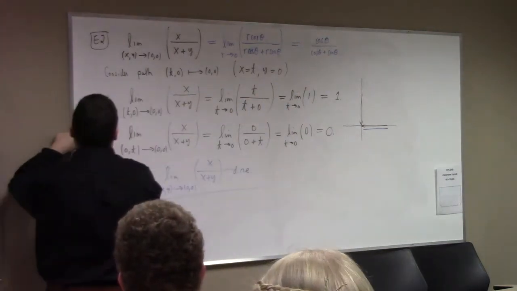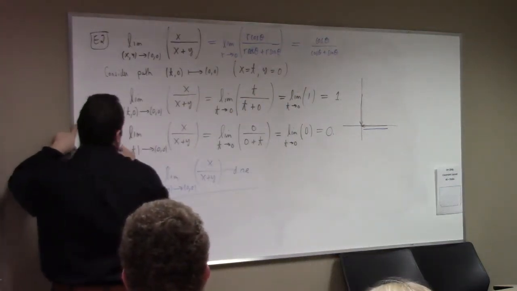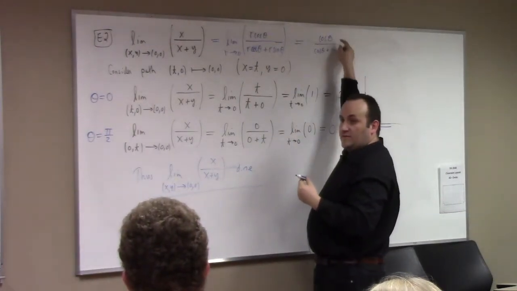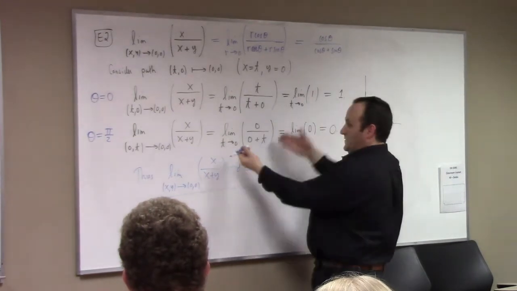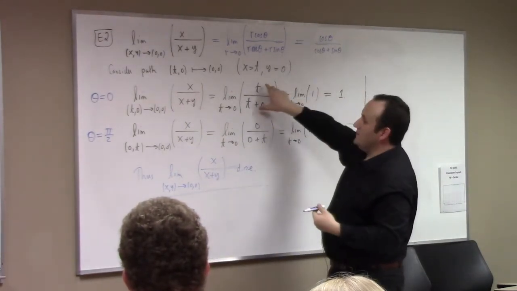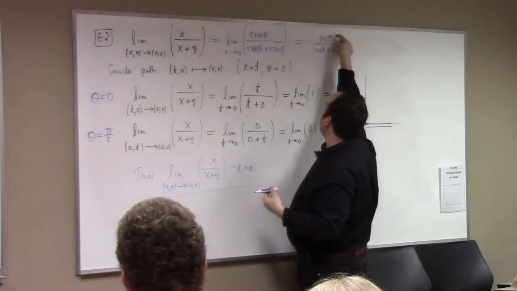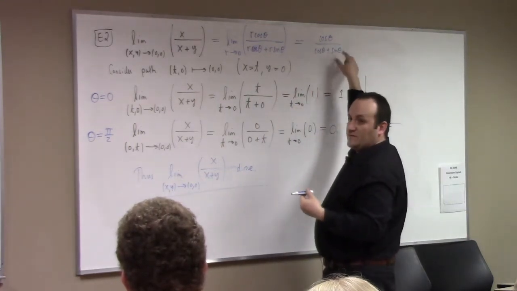And this one is theta equals pi over 2, which now you can understand: cosine pi over 2 plus sine pi over 2, so you get 0 over 0 plus 1. That's this one. And this one was sine equal to 0, theta equal to 0, which gives me 1 over 1 plus 0, which limits, of course, to 1.